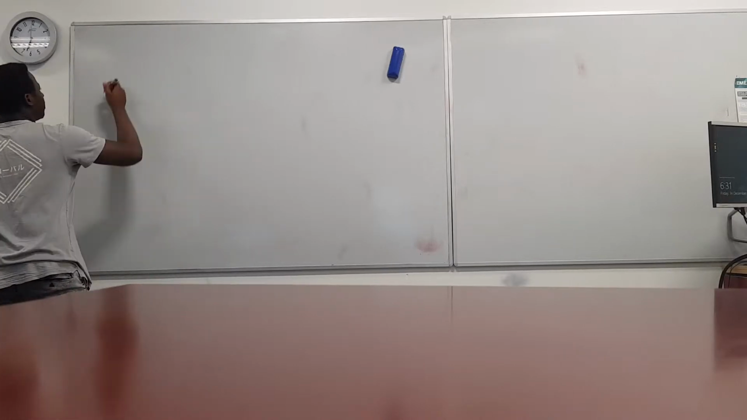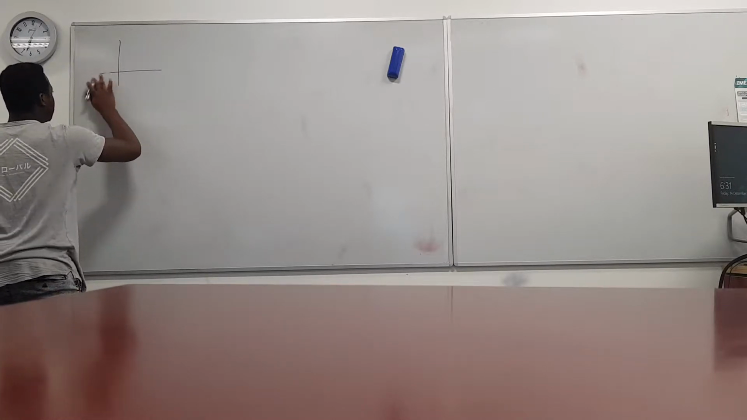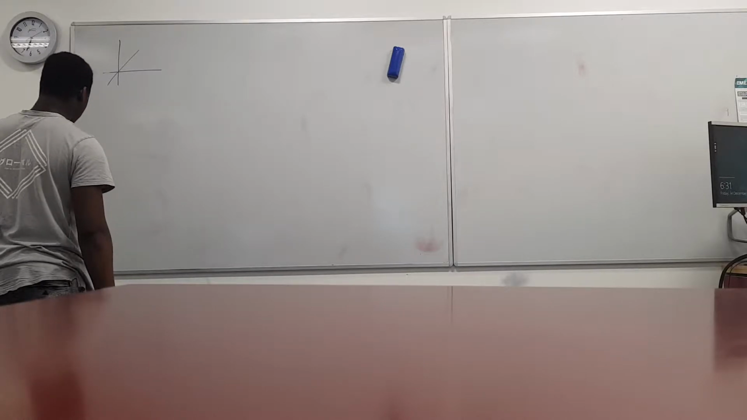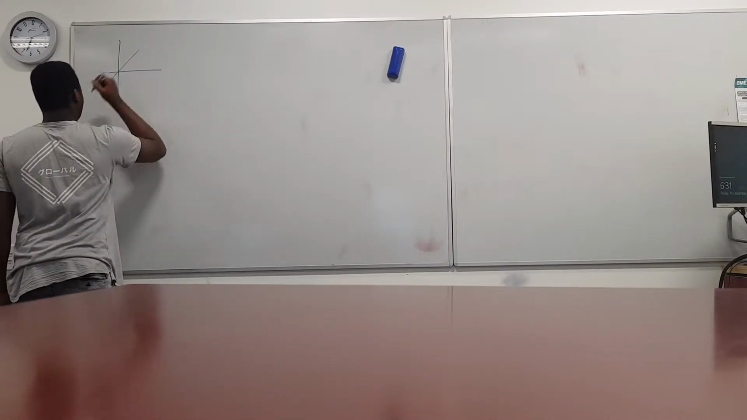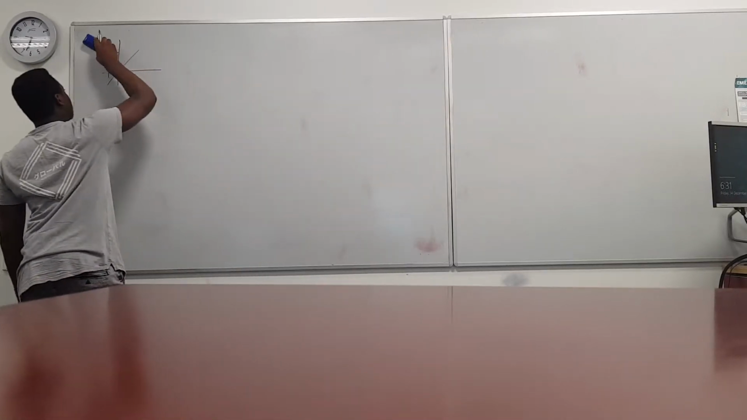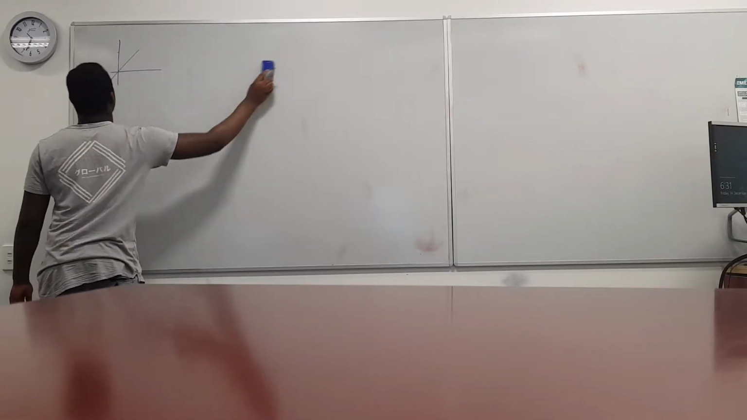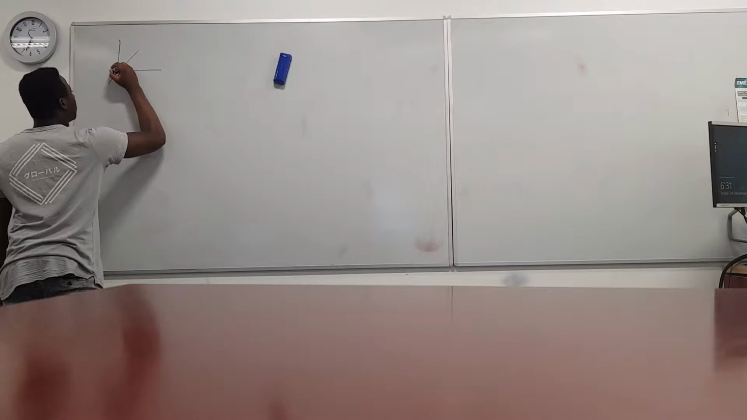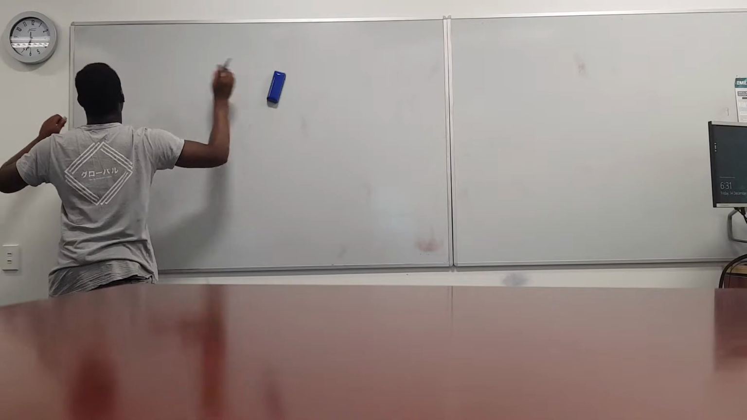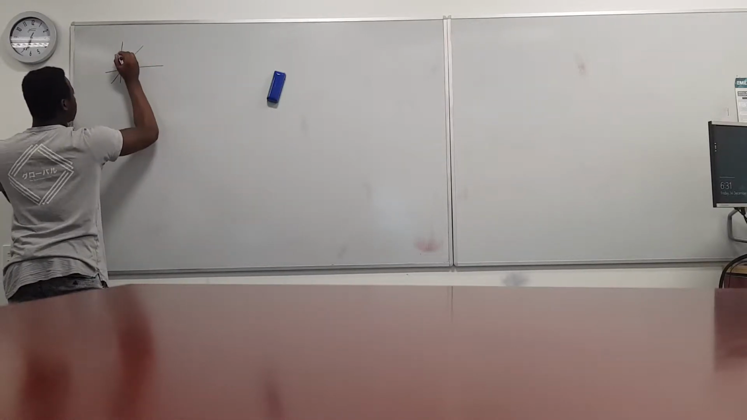Where do I start? Let's say we have a three-dimensional coordinate system, and in this 3D system, we have a section of a surface that looks like this.